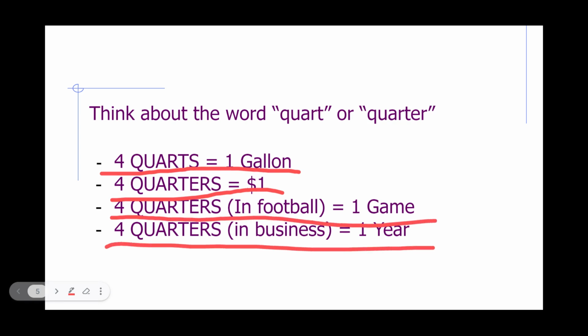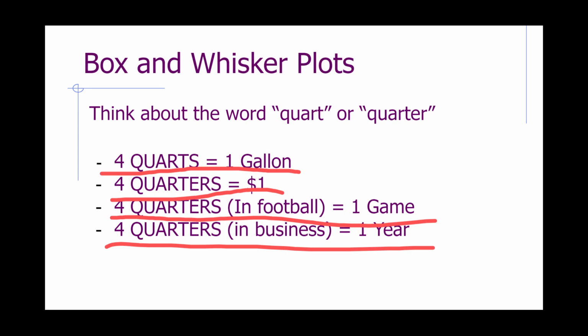In terms of business, 4 quarters equals a year, because businesses track things over the course of an entire year. And when they break it up into quarters, they're really breaking it down into 3-month periods, because 3 months per quarter times the 4 quarters that we have in a year equals 12 months. So same thing with box and whisker plots. We're breaking things up into quarters, into 4 equal or even pieces. All right, let's keep it going.